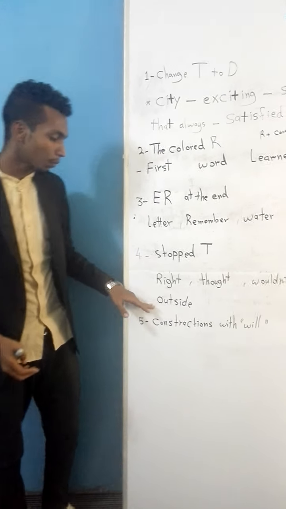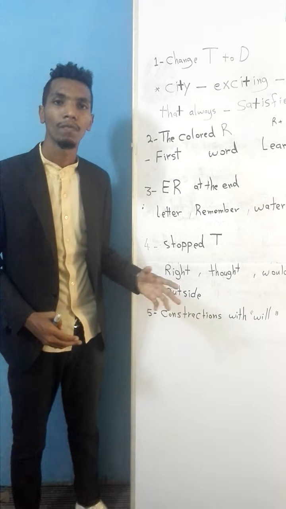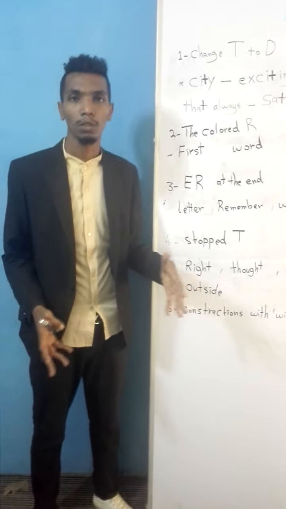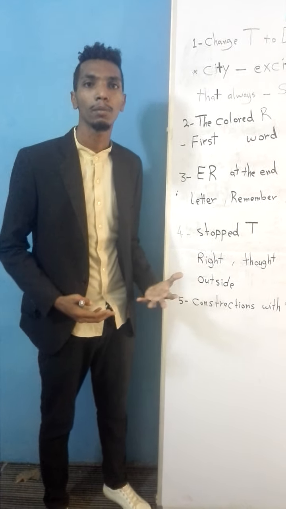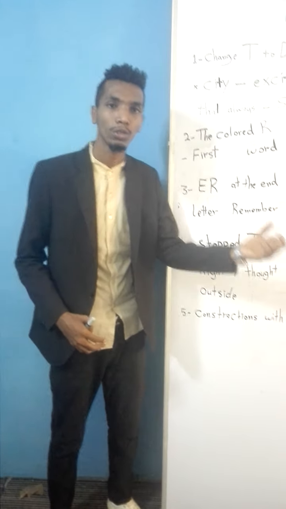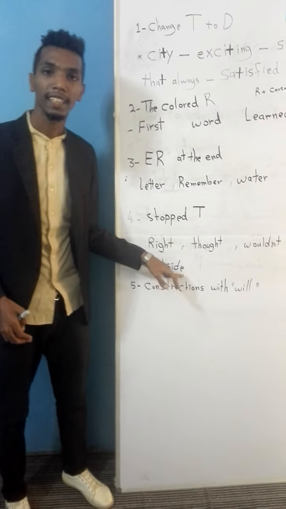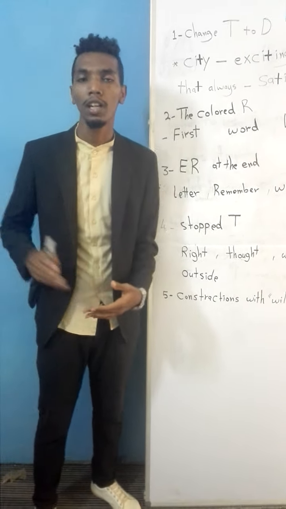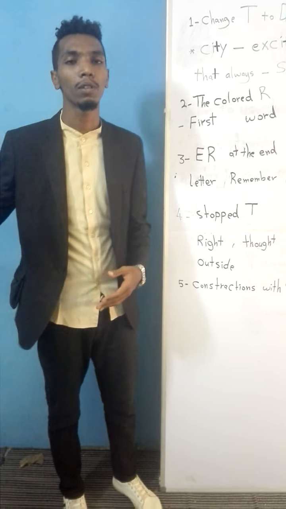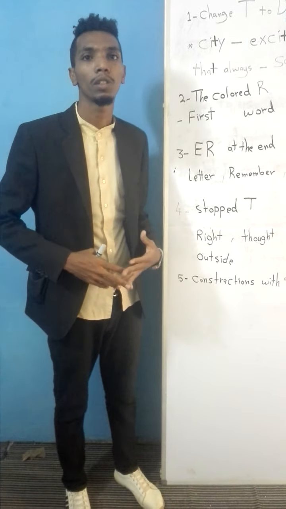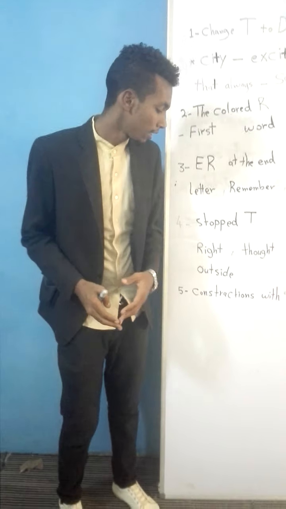And we have the last word, which is outside. Outside is like a two-part word. Outside has two syllables, which is out, then they go to side. That's why they stop on the T. They say outside. They don't say outside. I'm going outside with my friend.